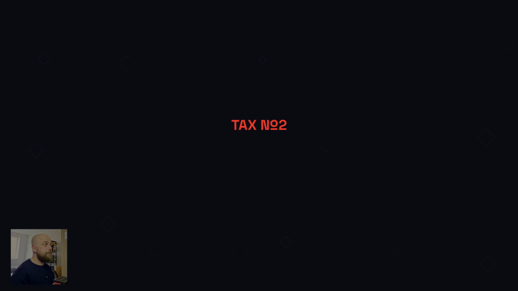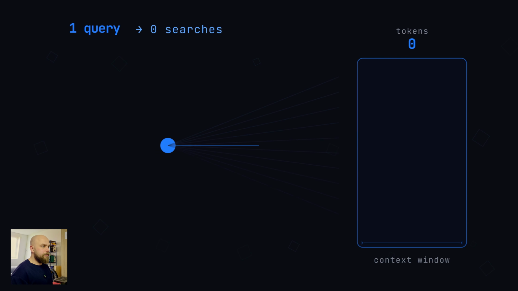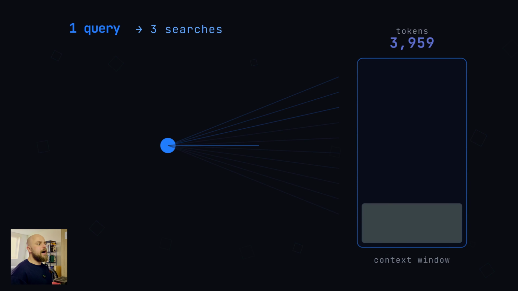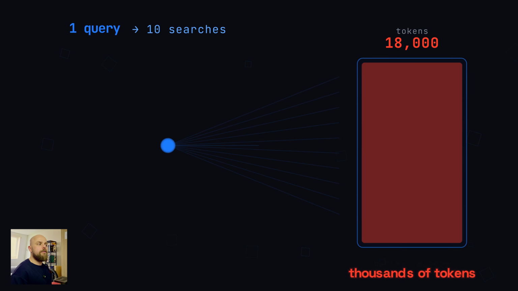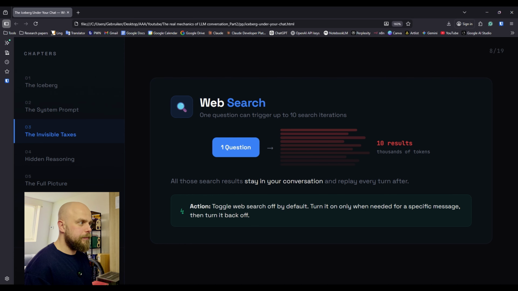Second, the web search, the feature that got me. A single search can inject thousands of tokens of results into your conversation. Claude web search can run up to 10 iterations per query. One casual question, 10 searches' worth of content dumped into your conversation. It's gotten so bad that sometimes when I ask about a wide topic, the conversation gets auto-compressed before Claude even finished the research.